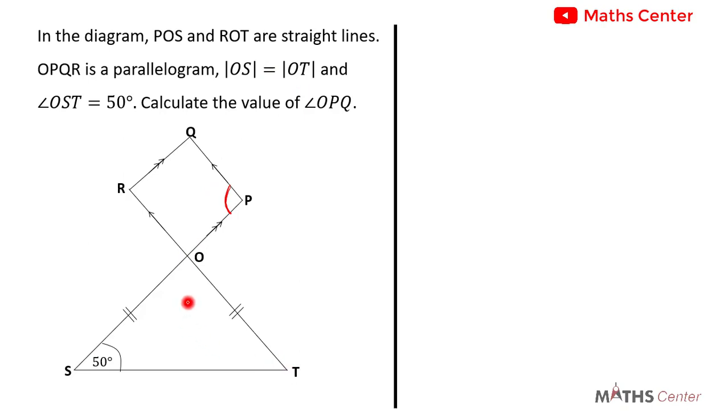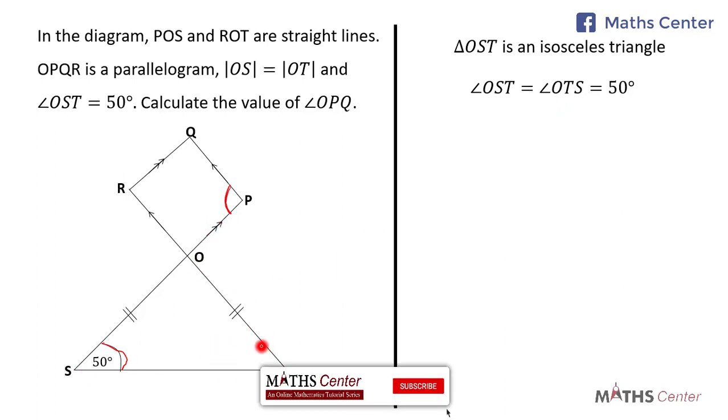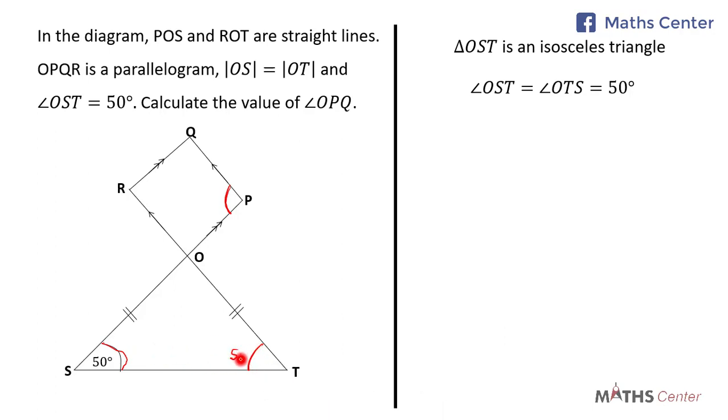What this means is that OST is an isosceles triangle because two sides are equal. The side OS is equal to the side OT. It means that the angle OST, which is 50 degrees, is equal to the angle OTS. So the angle OTS, which is the angle formed here, they are equal. So it means that this one is also 50 degrees. So because the triangle OST is an isosceles triangle, the angle OTS is also 50 degrees.